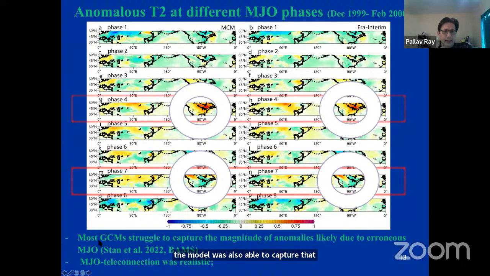Now, interestingly, it turns out that most GCMs struggle to capture the magnitude of the anomalies. In a recent paper by Stan et al., they suggested that this error is possibly because of the erroneous MJO in the model. Now, in our case, because we are forcing the model using the lateral boundary conditions from reanalysis, we are forcing with realistic MJO. So that's possibly the reason why MCM is doing so well at different MJO phases. So basically, the underlying message was that the MJO teleconnection was very realistic.